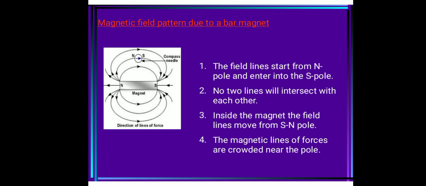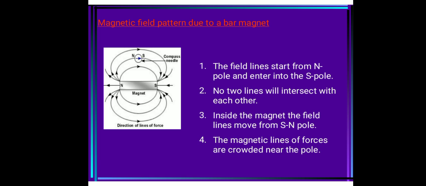The first one: the magnetic field line is directed from the north pole to the south pole outside the magnet, whereas inside the magnet the field lines are directed from the south pole to the north pole. The next property is that magnetic field lines never intersect each other, because if they did, there would be two directions of magnetic field at that point, which is not possible.